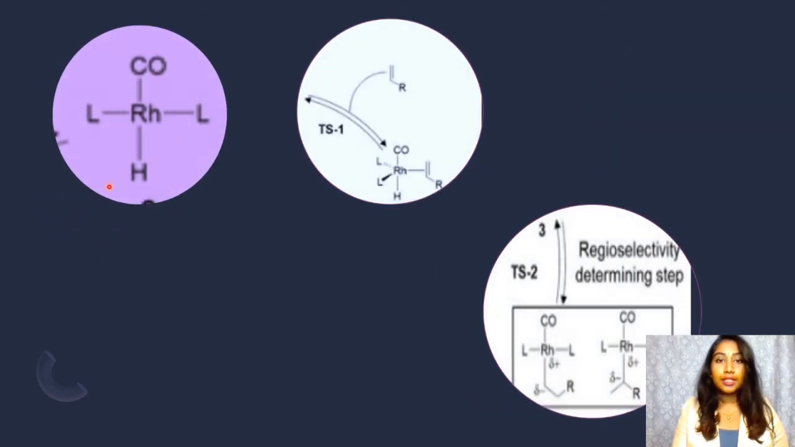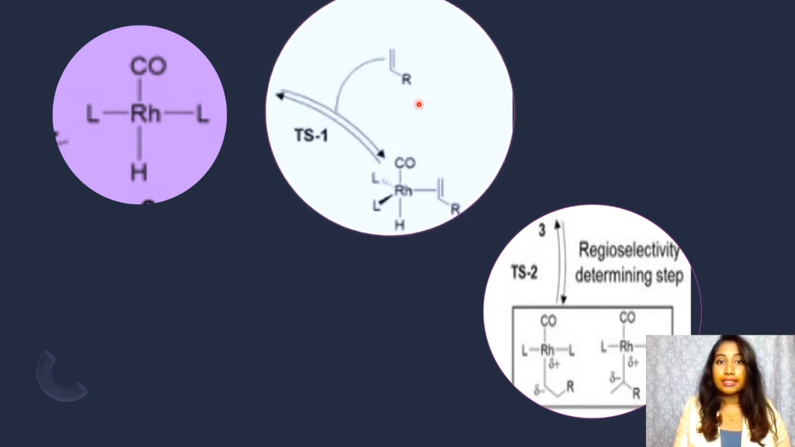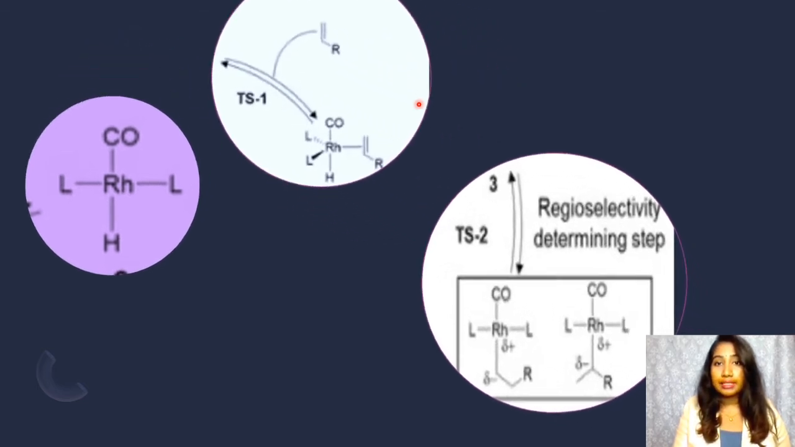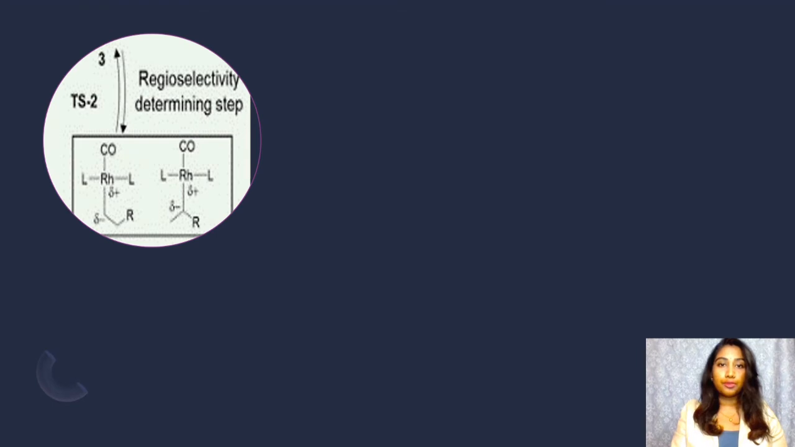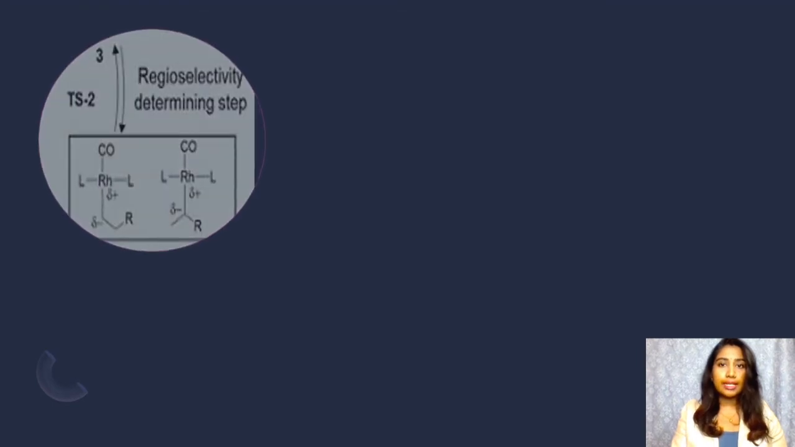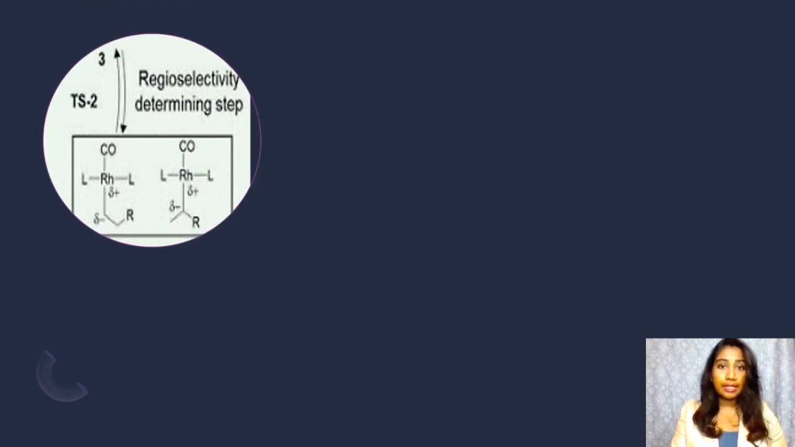Moving on, alkene coordination occurs via transition state 1, which is thermodynamically favored through decreasing basicity of the phosphine ligands. This step is followed by hydrometallation towards the branched or the linear alkyl complex. The formation of the alkyl complex is considered as the regioselectivity determining step, as the n to iso ratio is influenced by the steric and electronic properties of the catalyst and the substrate.